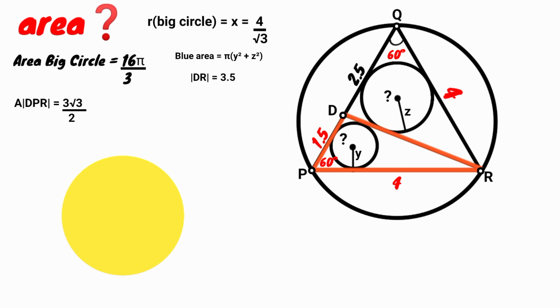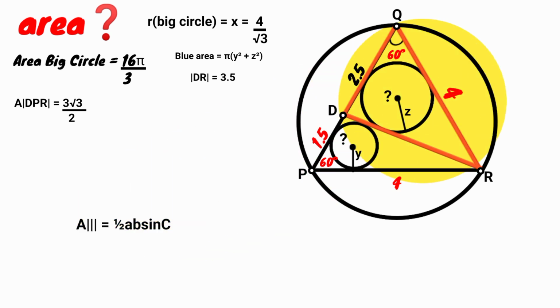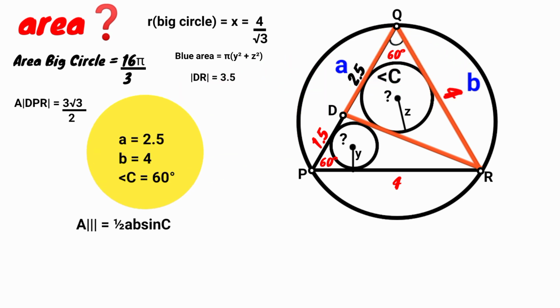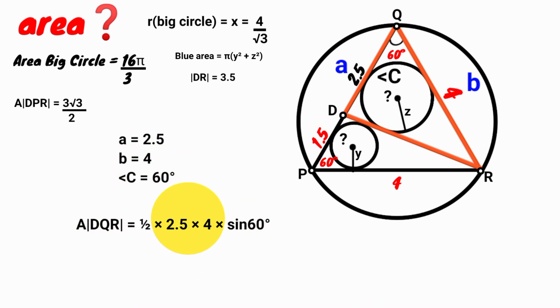Keep it aside. We use the formula again for this triangle DQR. If we take this as A, this as B, this must be angle C. So A equal to 2.5, B equal to 4, and angle C equal to 60 degrees. Substitute the values here. 2.5 times 4 is 10. 1 over 2 times 10 is 5. Sin 60 degrees is root 3 over 2. 5 times root 3 over 2 is 5 root 3 over 2. So area of triangle DQR equal to 5 root 3 over 2.